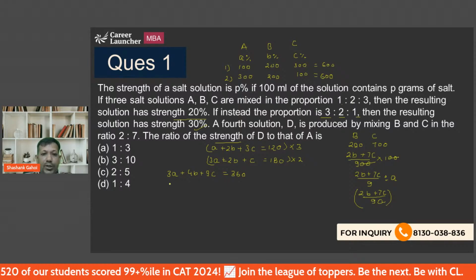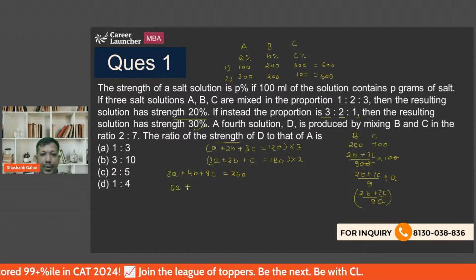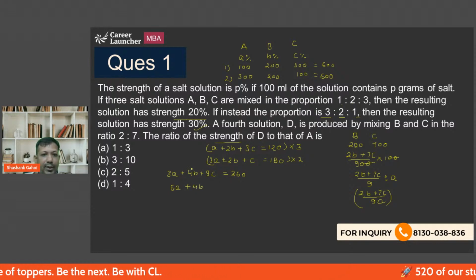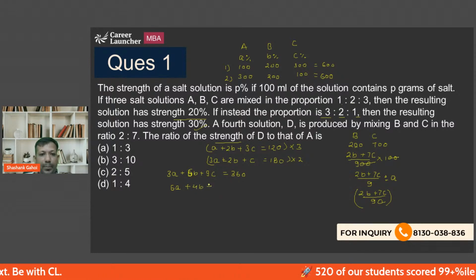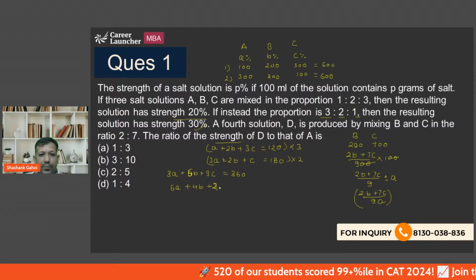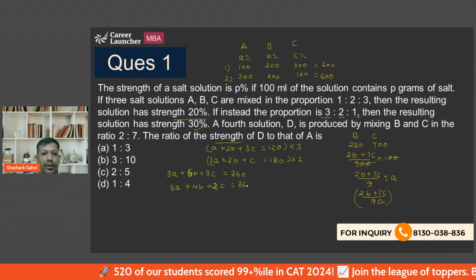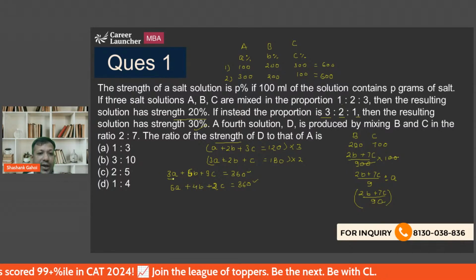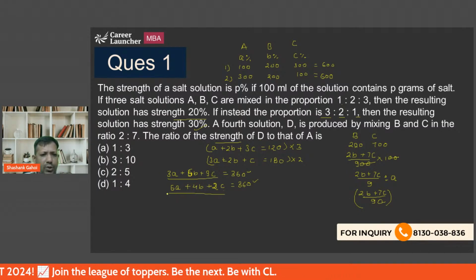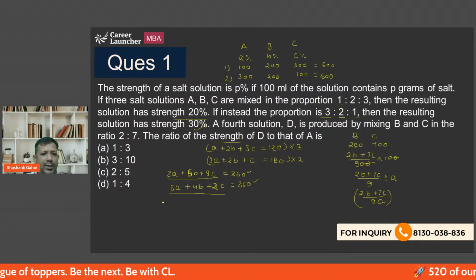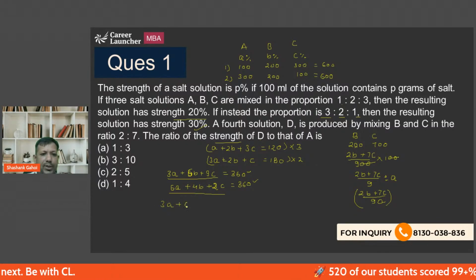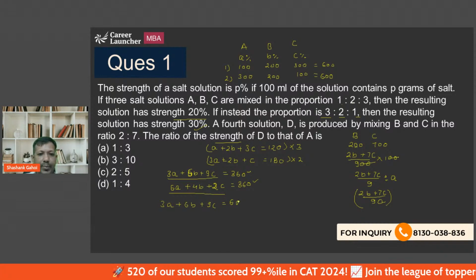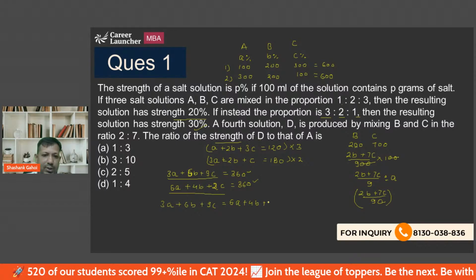Okay, the second equation is going to be 6a plus 4b plus 3c, 2c, and that's equal to 360. Now, the RHS is 360 over here and the RHS is 360 over here. It means this value should be equal to this value. So I'm just going to equate both the values. So I'm going to get 3a plus 6b plus 9c is equal to 6a plus 4b plus 2c.